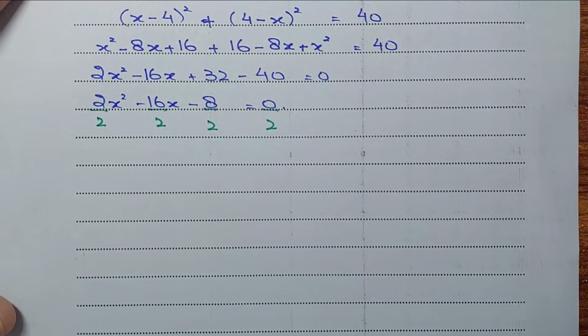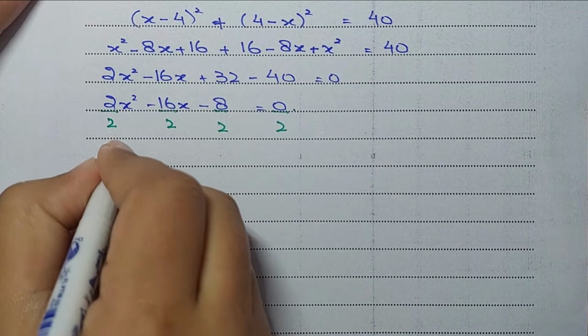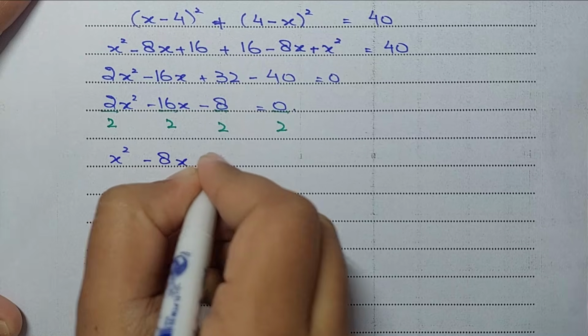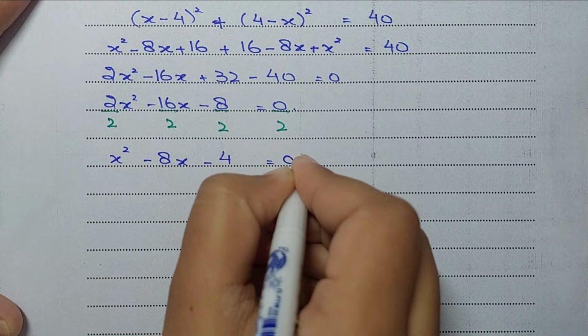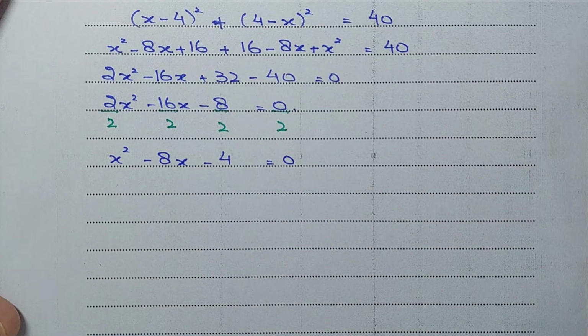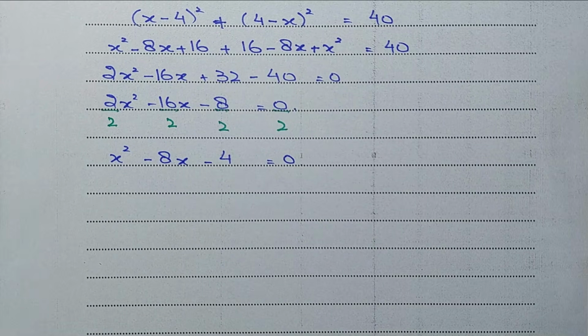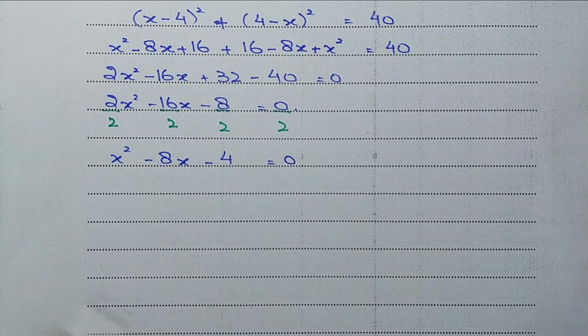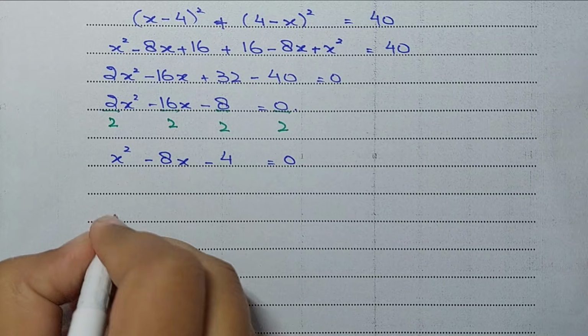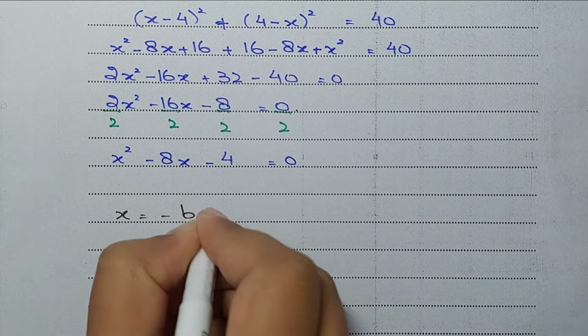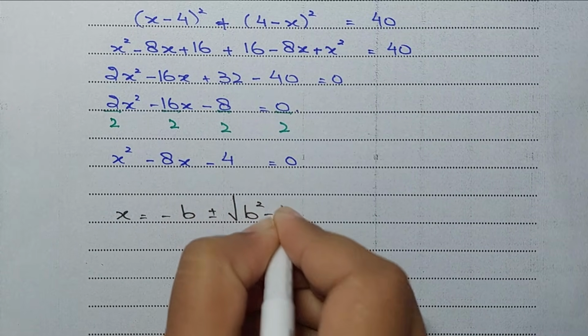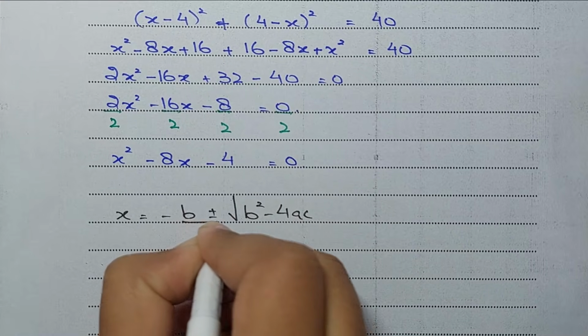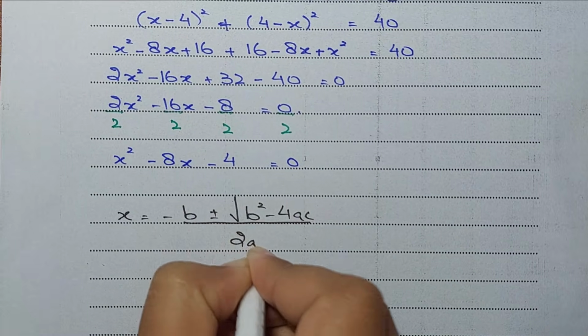Yes. So here we can say x square, 2 times 8 is 16, 2 times 4 is 8, and we have 0. Now let me apply the quadratic formula because we need the answer in surd form. So it is better to apply the quadratic formula. x would be equal to minus b plus minus square root of b square minus 4ac, divided by 2a.